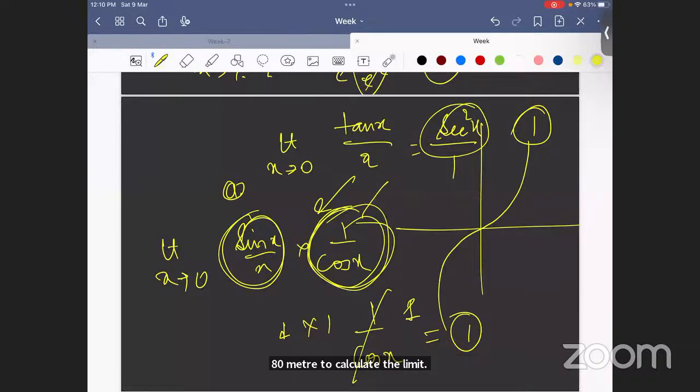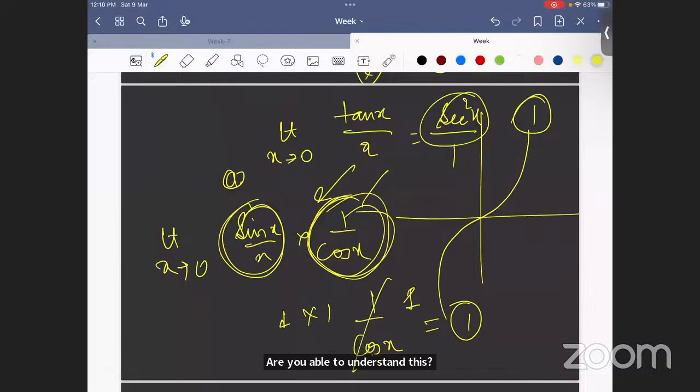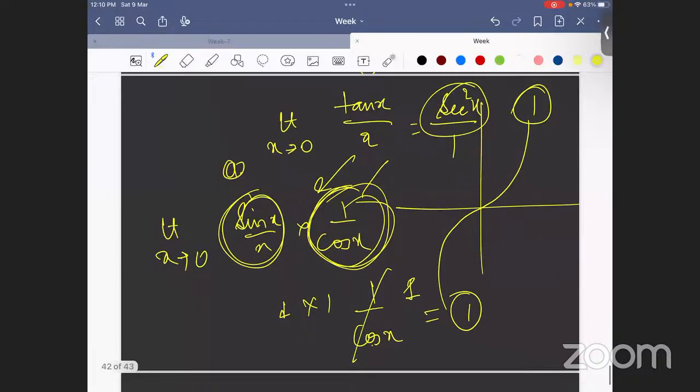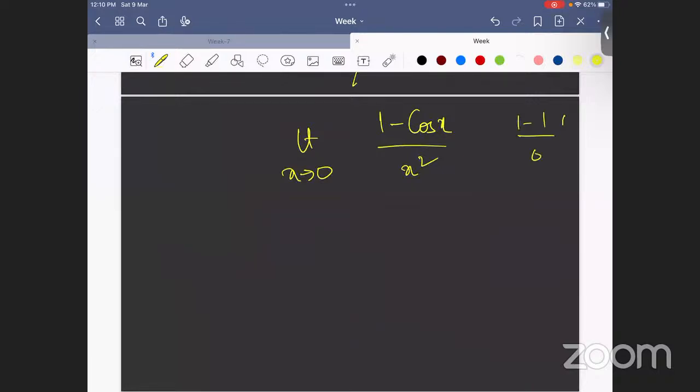Yes, sir. This method is quite good to separate a term, decomposing it in the form of multiplication. You can use it, for example, on limit x tends to 0 of (1 minus cos x) upon x square. Whenever you put the value 0 here, what are you getting? You get 1 minus 1 upon 0, that means 0 upon 0 form. You can use the method.